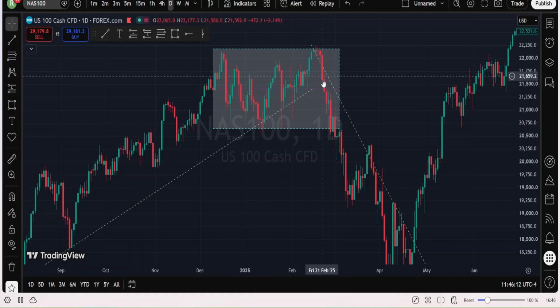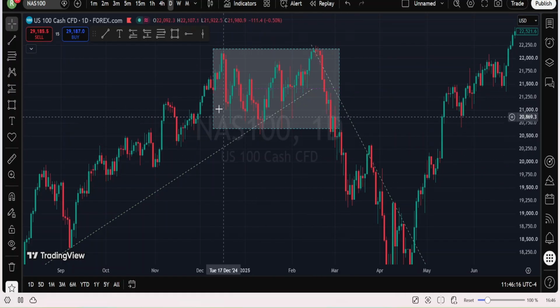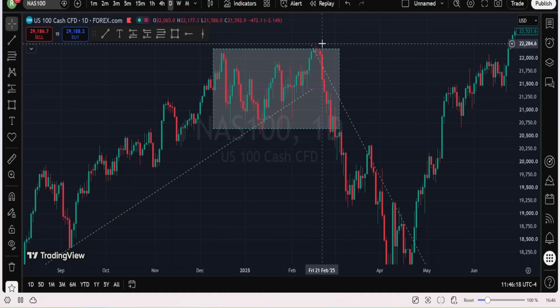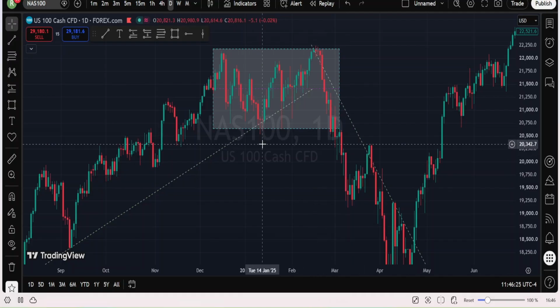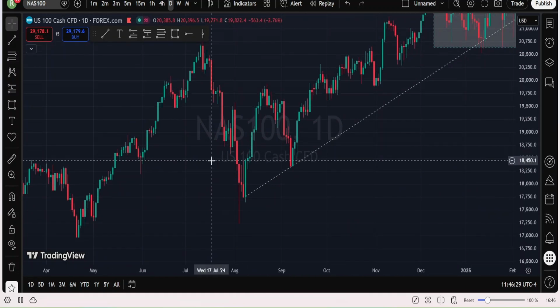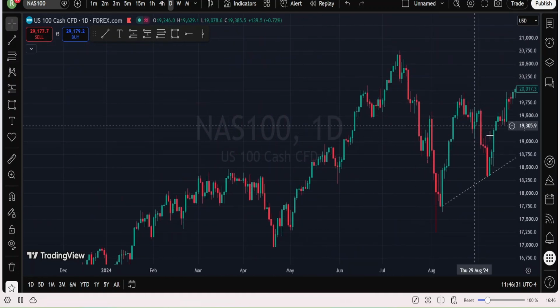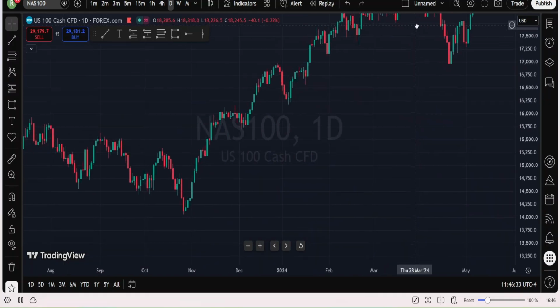So here we can apparently say there is a market structure shift. The market stopped making higher highs and suddenly we broke to the downside. That's the opposite of what the market was doing. That becomes a market structure shift. Let's move and see if we can get another explanation of what we are saying.